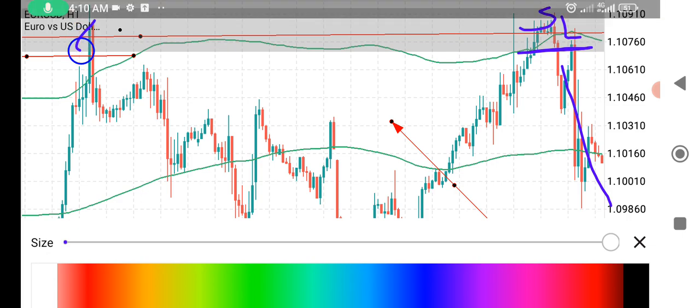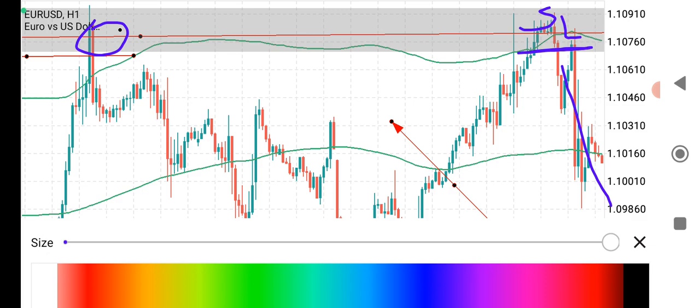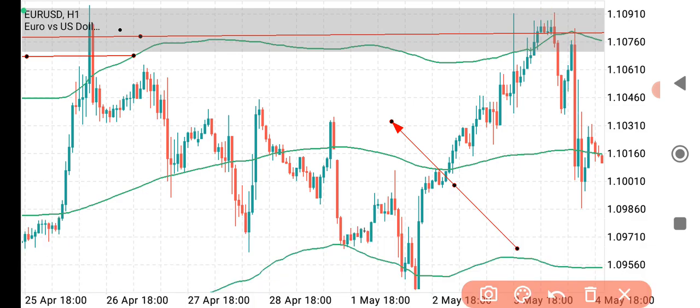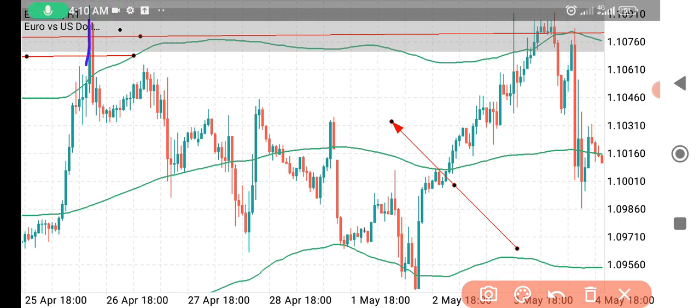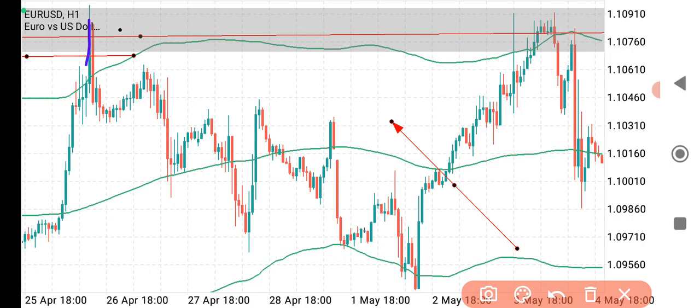This is our first double top from the upper band. This is our second. First double top from the upper band. This is the second double top. So which means that in your zone, you must have a two touch.